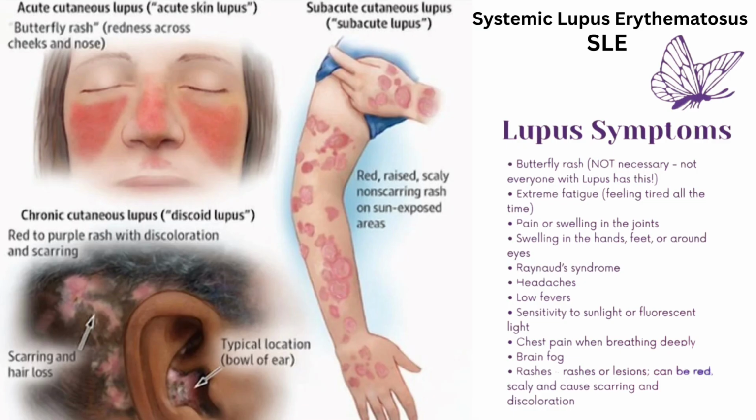Complement levels. C3 and C4 are checked next. Low levels often indicate active immune complex disease and a risk of organ flare, particularly nephritis. Complements are consumed in immune complex formation. Low values are actionable markers.